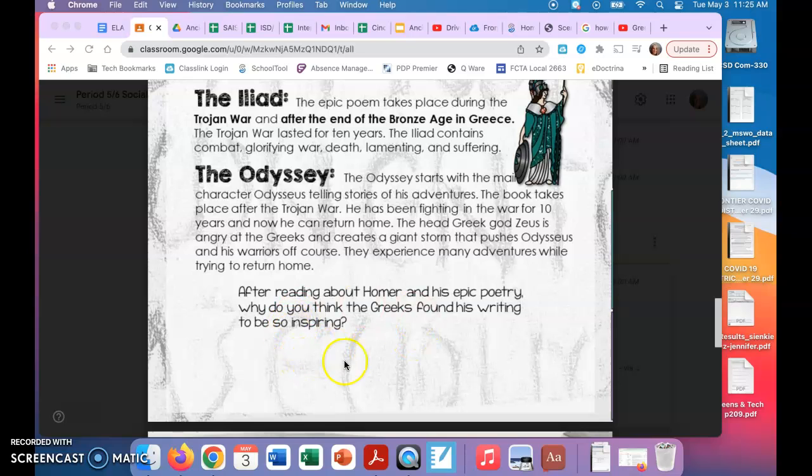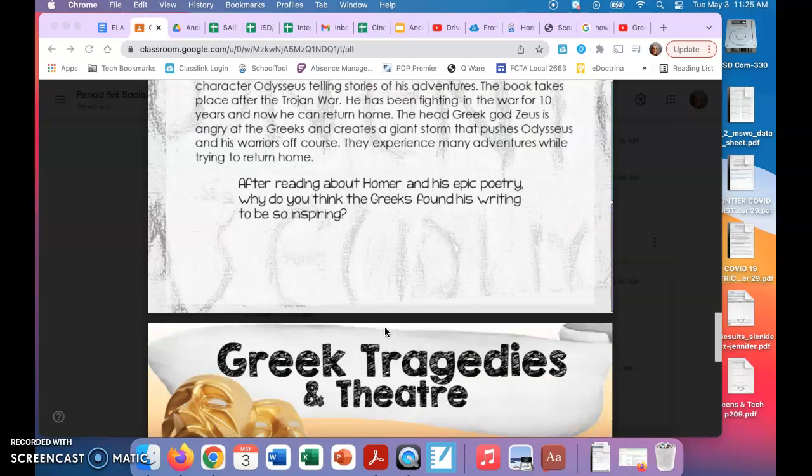And your task for this page is, after reading about Homer and his epic poetry, why do you think the Greeks found his writing to be so inspiring?